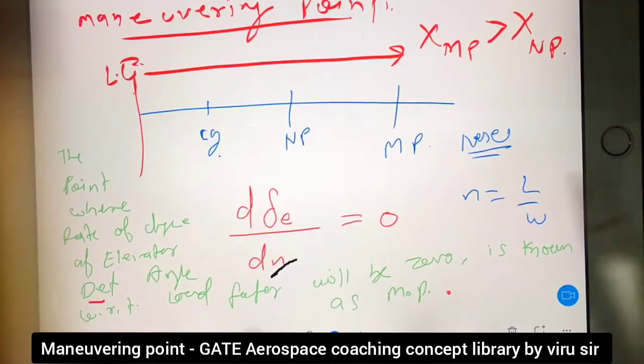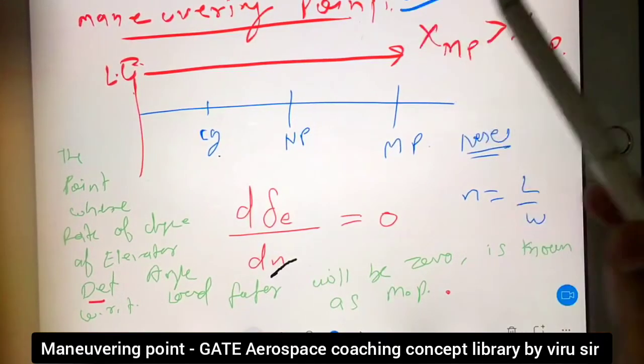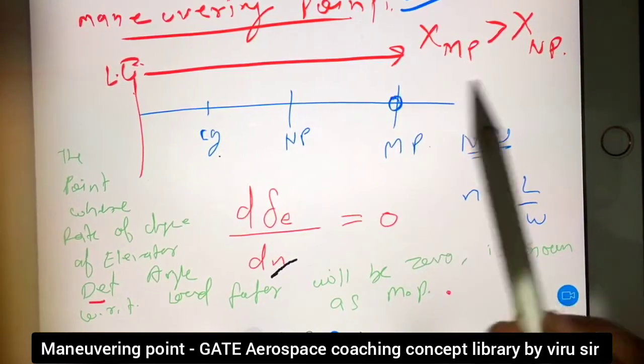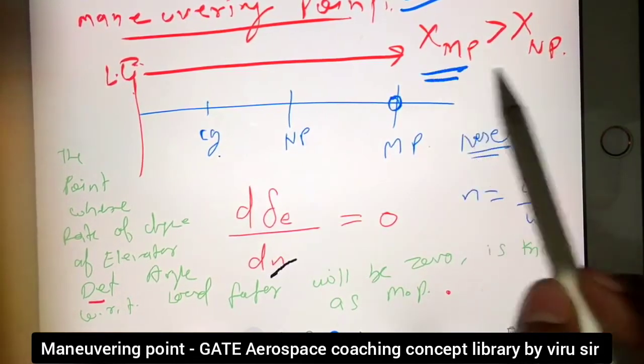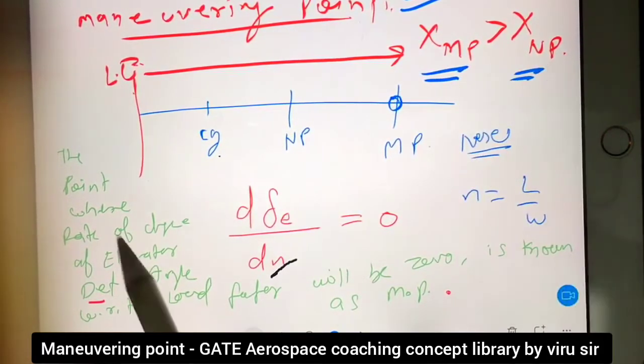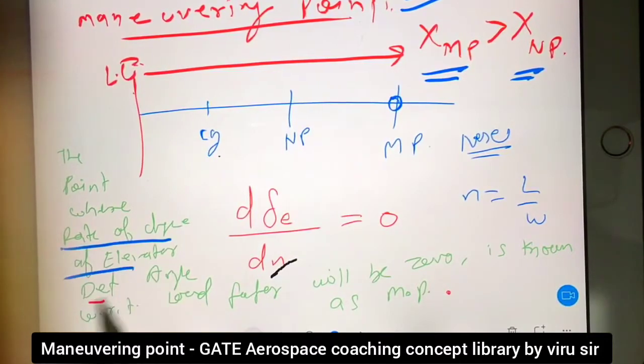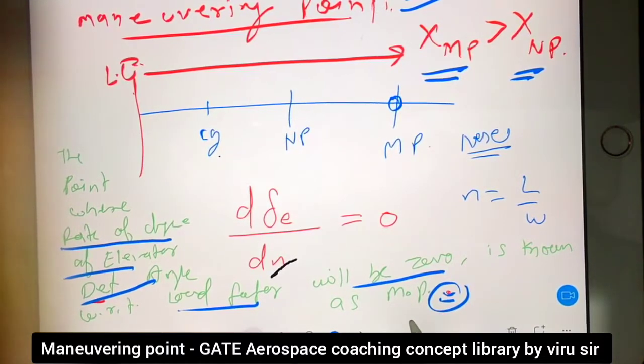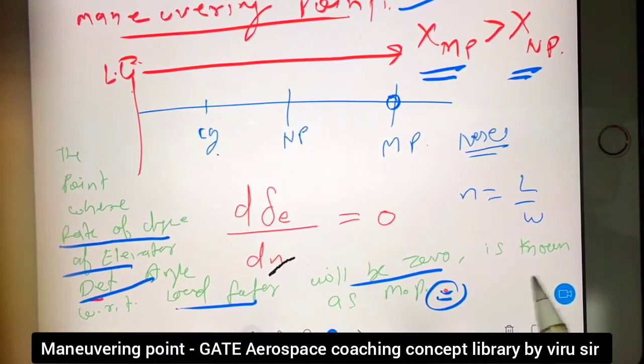Okay, see. So maneuvering point is clear. This location is maneuvering point and it is larger than neutral point. So the point where rate of change of elevator deflection angle with respect to load factor will be 0 is known as maneuvering point. So here you should take a note and then I will explain something.